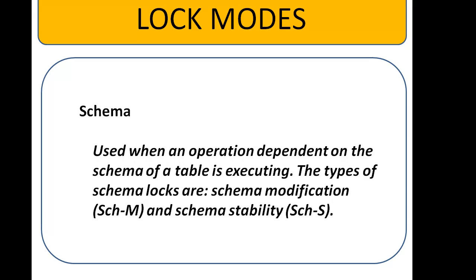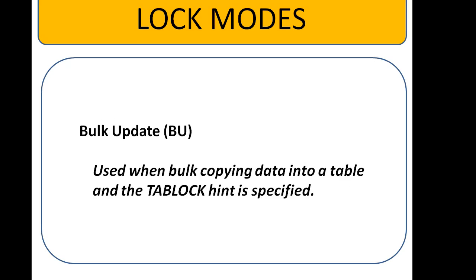Next one is schema locks, used when an operation dependent on the schema of a table is executing. The types of schema locks are schema modification and schema stability. Next one is bulk update, used when bulk copying data into a table and the TABLOCK hint is specified. This is based on the hints.